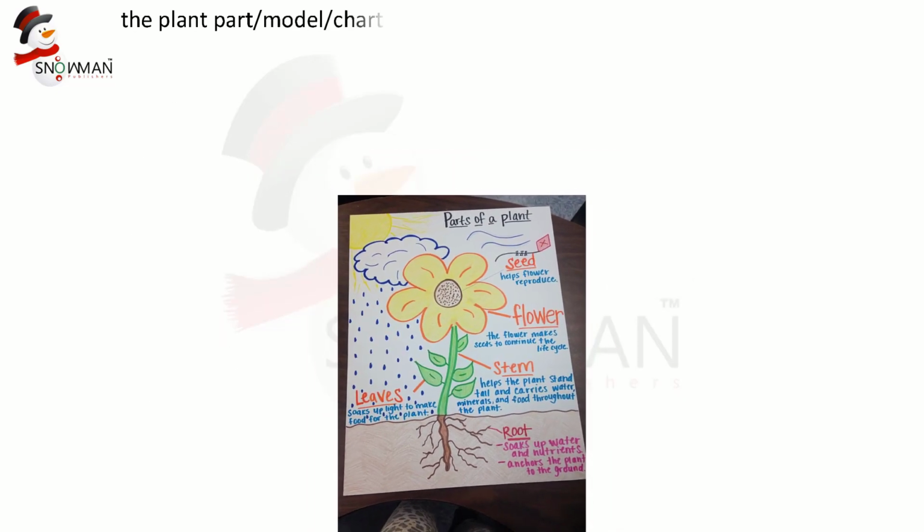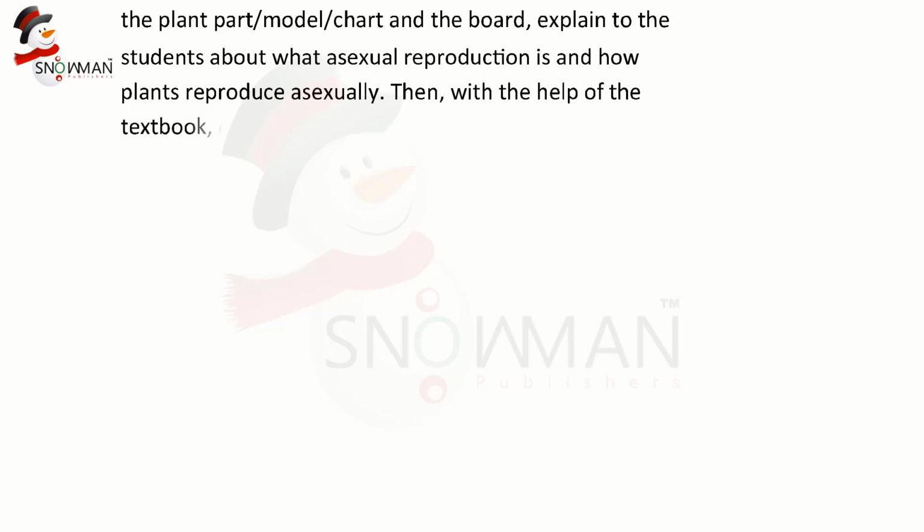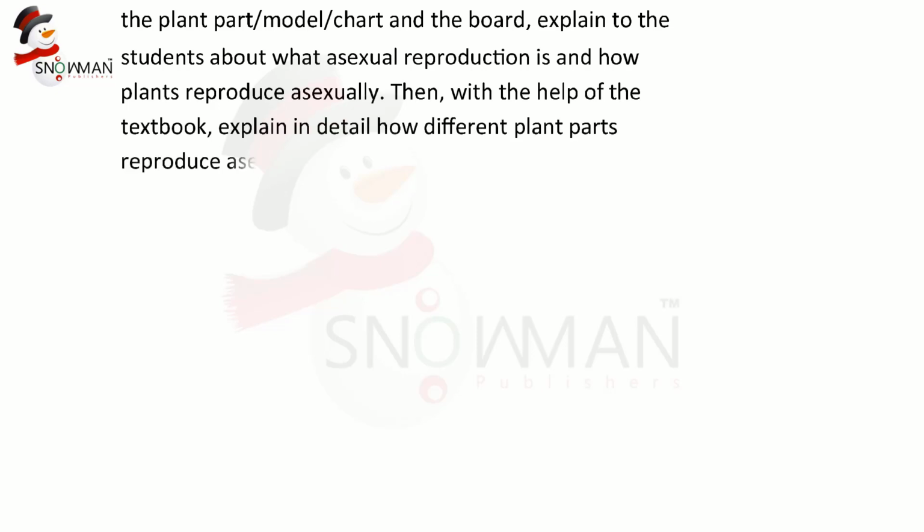With the help of the plant part, model, or chart and the board, explain to the students what asexual reproduction is and how plants reproduce asexually. Then, with the help of the textbook, explain in detail how different plant parts reproduce asexually.